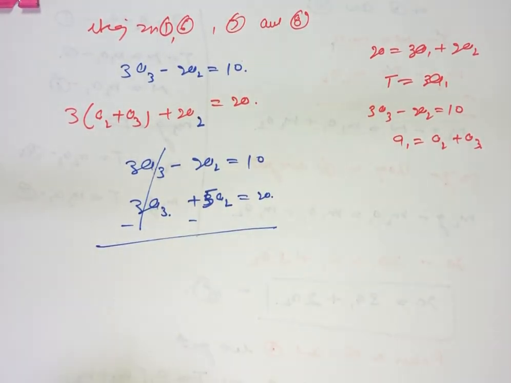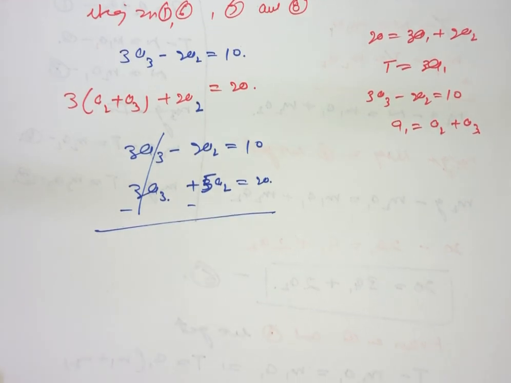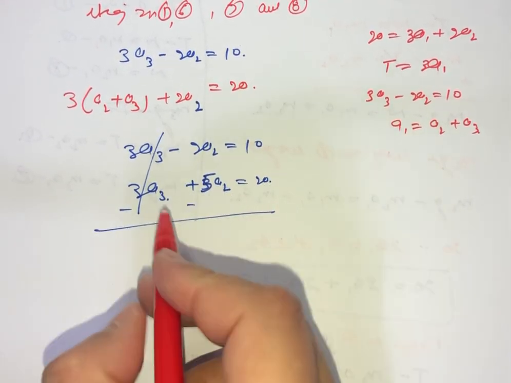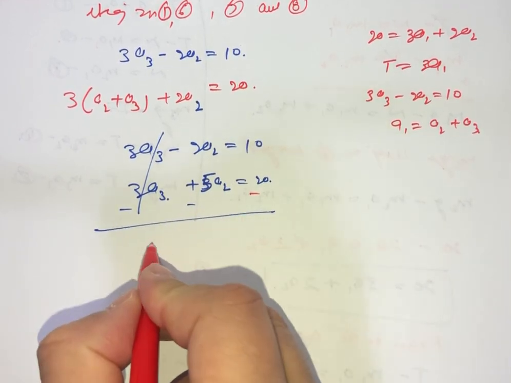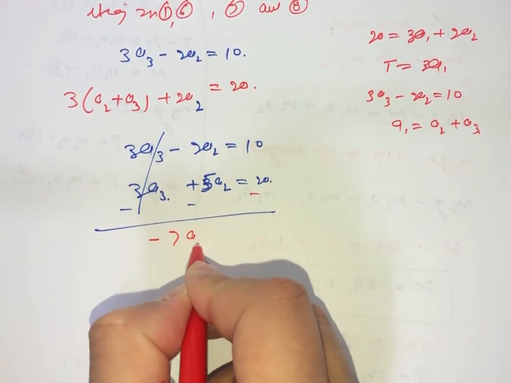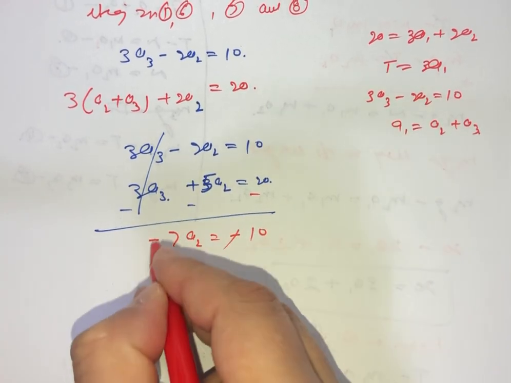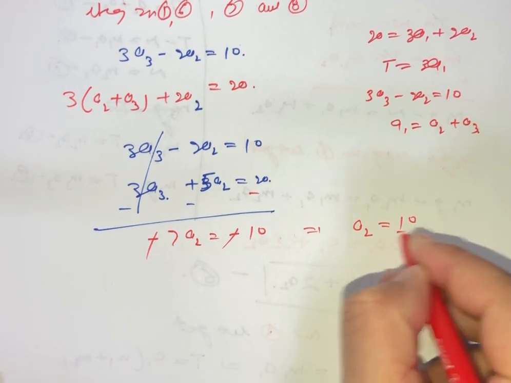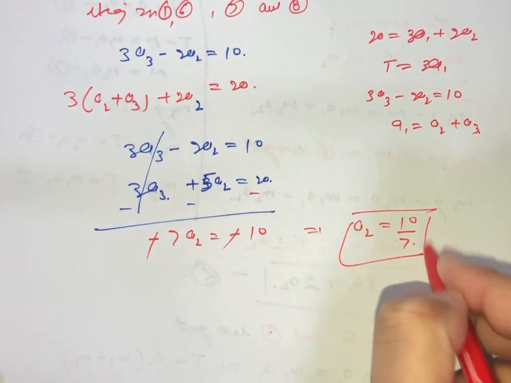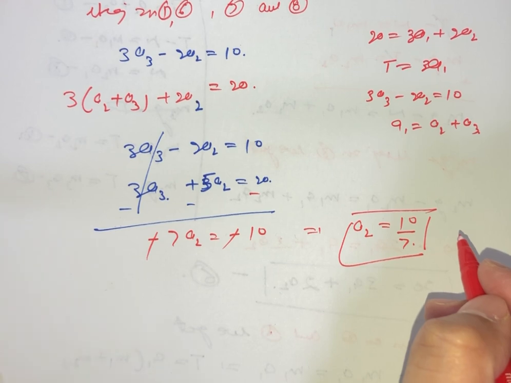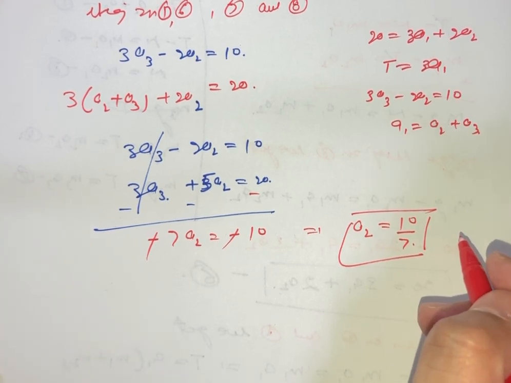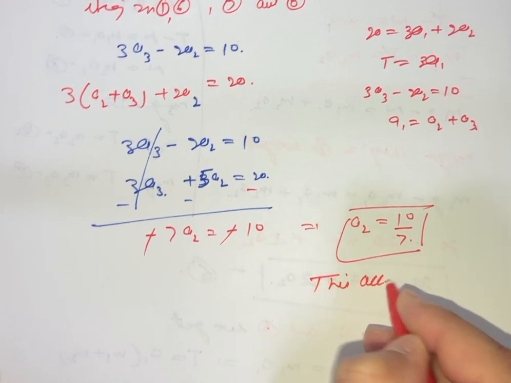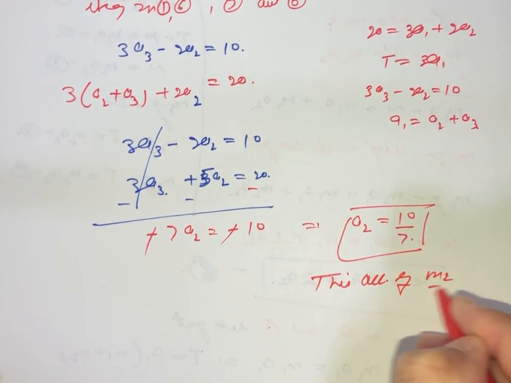Subtract them, a3 goes with a3, and we get this as minus 7a2 is equal to minus 10, minus goes with minus, and from here we can say that our a2 is equal to 10 by 7. So this is the acceleration of m2.